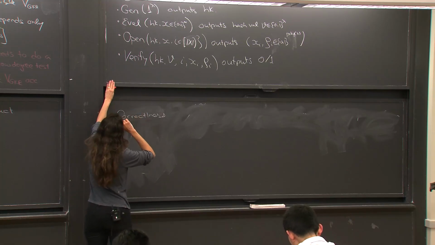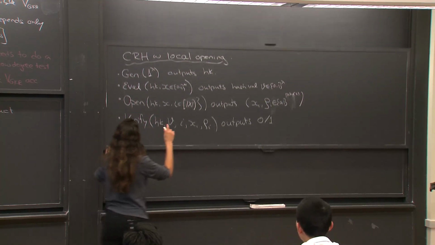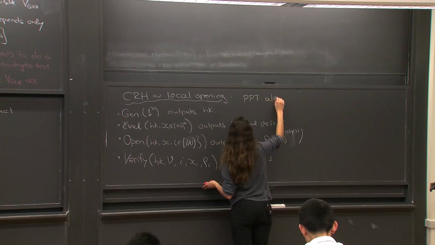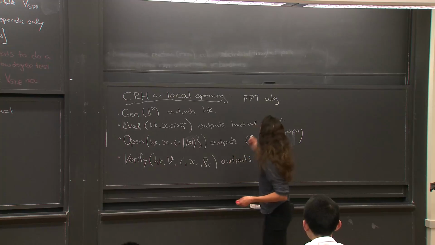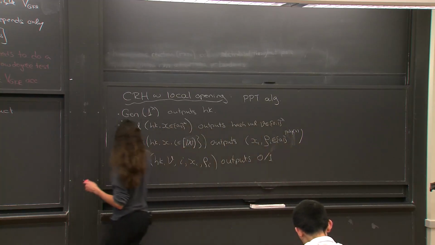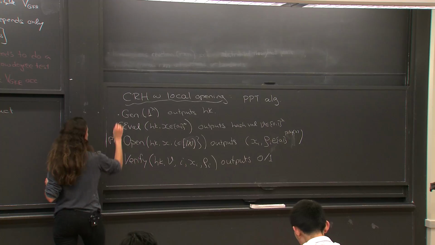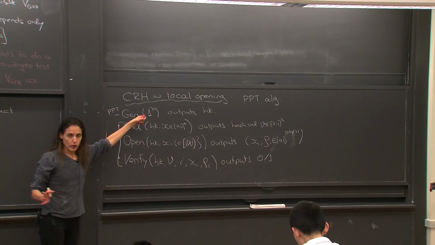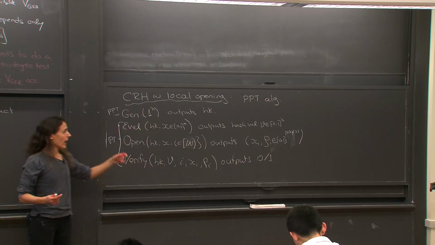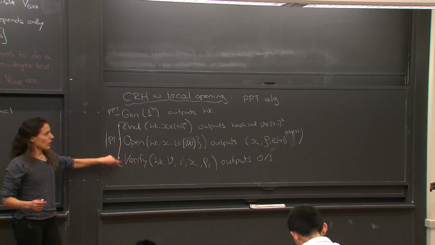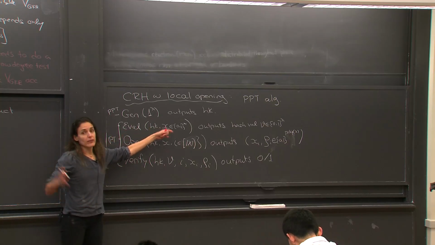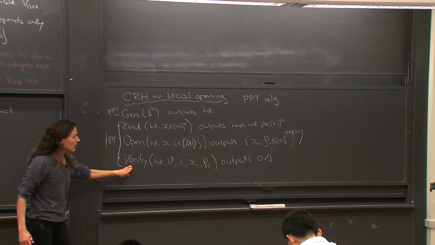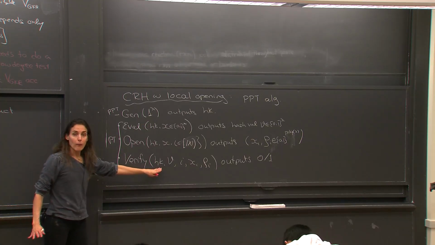before that, let me just say, these are all PPT algorithms, all of them polynomial time. Gen is a randomized algorithm, running in time poly(lambda), that generates a hash key. These are all deterministic algorithms, and they run in polytime. Eval takes its input x, so it runs in time x, of course. Open runs in time x, but verify runs in time poly(lambda).